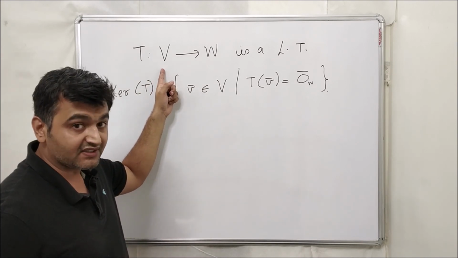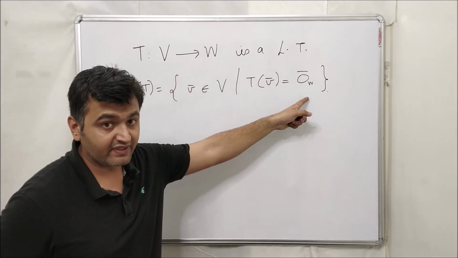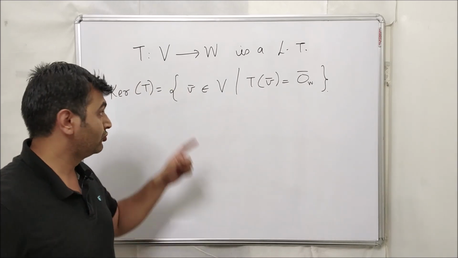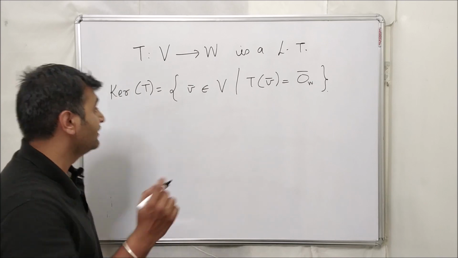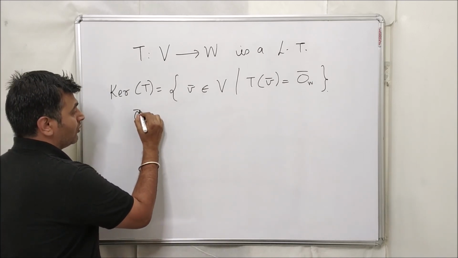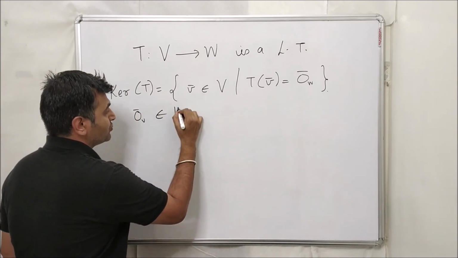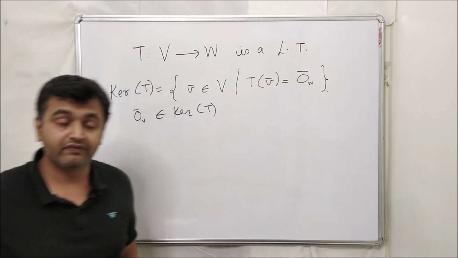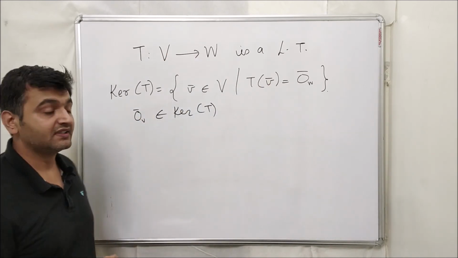And V is a vector space, W is a vector space, we are assuming, because we want the additive identity over here. In such a scenario, your kernel is always non-empty, because 0 bar of V always belongs to the kernel. That means under a linear transformation, the 0 vector always goes to the 0 vector.